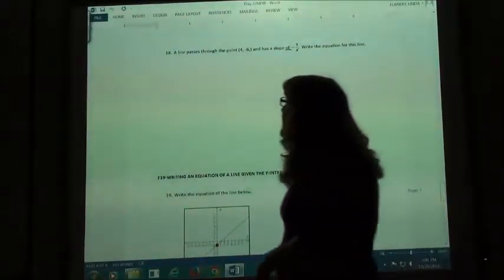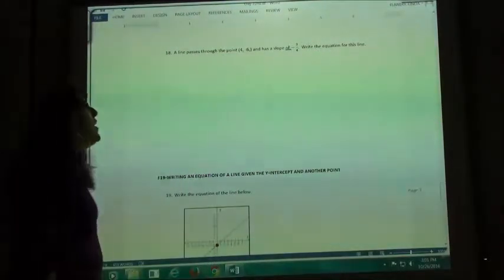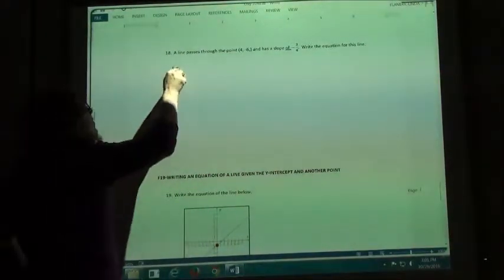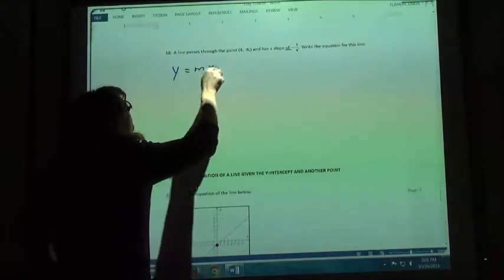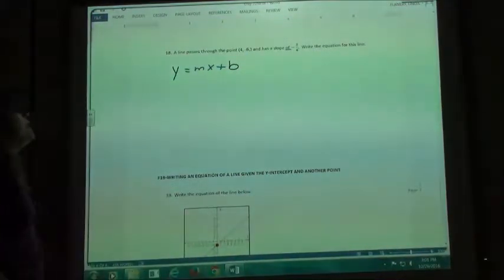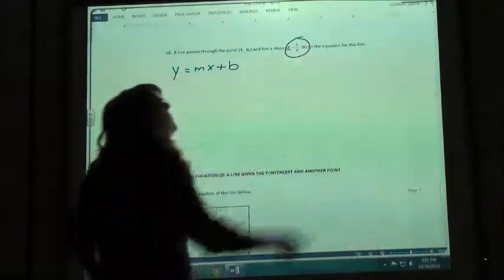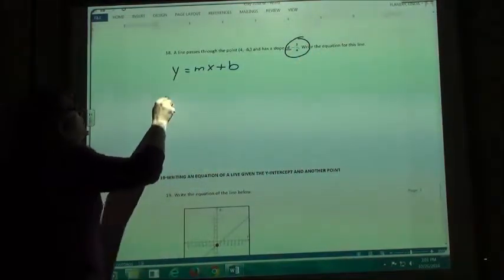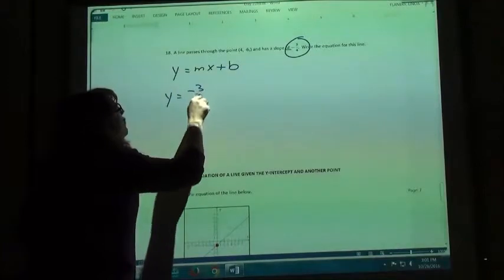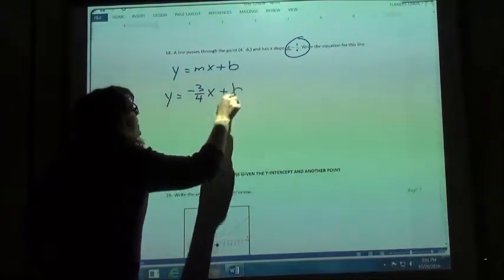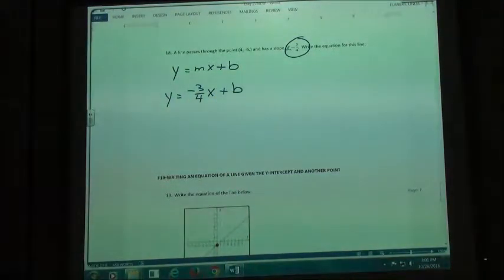Number 18, same kind of thing. I want to write the equation of my line. I want to put it in slope-intercept form. So y equals mx plus b. This time it tells me that my slope is going to be negative 3/4. So y is going to equal negative 3/4 x plus some number b that I'm going to find.